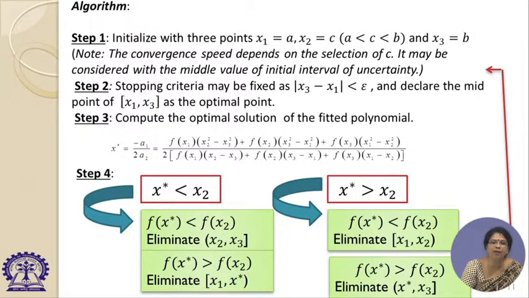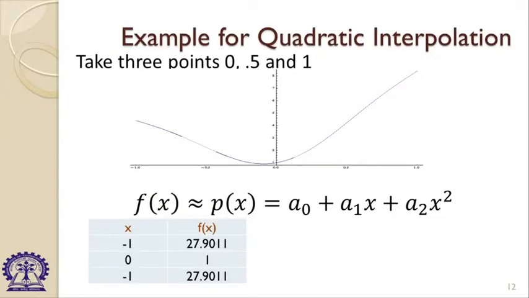After elimination, what will we do? We will again go back to step 1, because we are defining a new interval of uncertainty. We are redefining the left point and the right point, and we have another point in between as well. Again we will repeat the process. Let us see the same thing with the example.